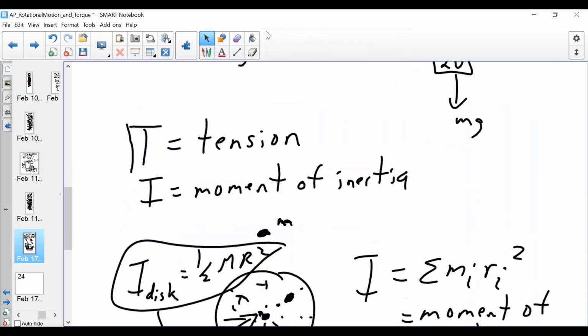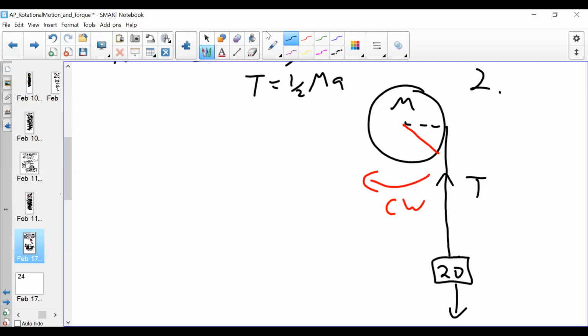So I'll give you a few minutes for that, and we'll keep going. Okay, so we're going to look back at this. The system is moving downward this way, acceleration A. Anyway, so yeah, same thing.